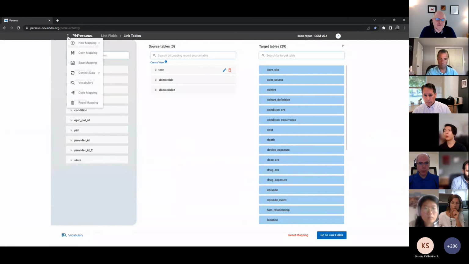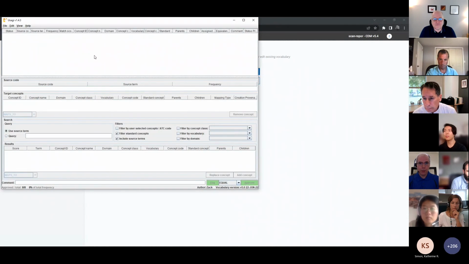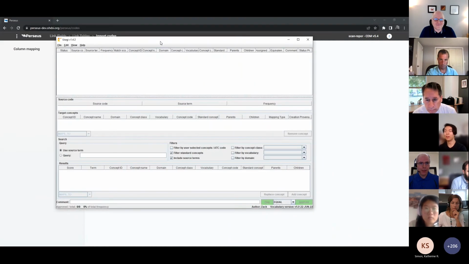At the same time, we also have Usagi built in completely from scratch. For those who aren't as familiar with Usagi, this is what it used to look like. This is the older version of Usagi. It is a Java application. It takes maybe 1.5 to 2 hours to set up in terms of package running and some jar files. Basically, what this does is allow you to map the vocabulary and the codings, the unstructured encodings of your source data, into the OMOP common data model equivalent. And it's clunky, but it works. It gets the job done.